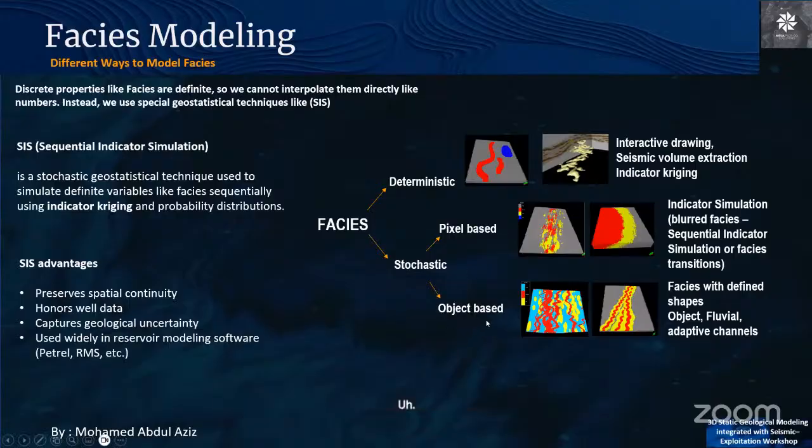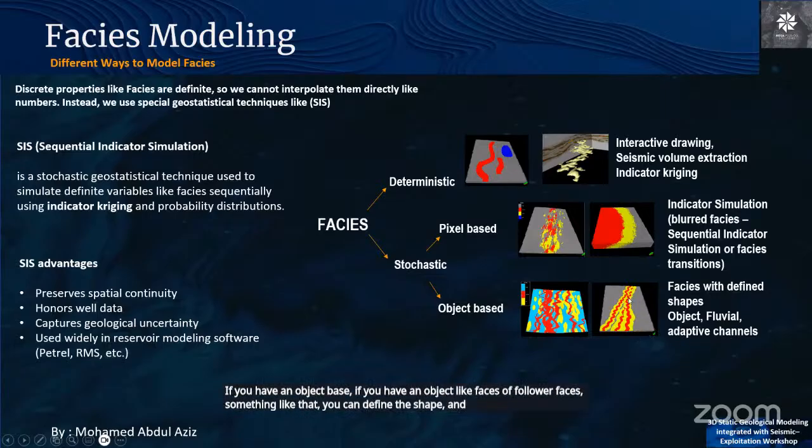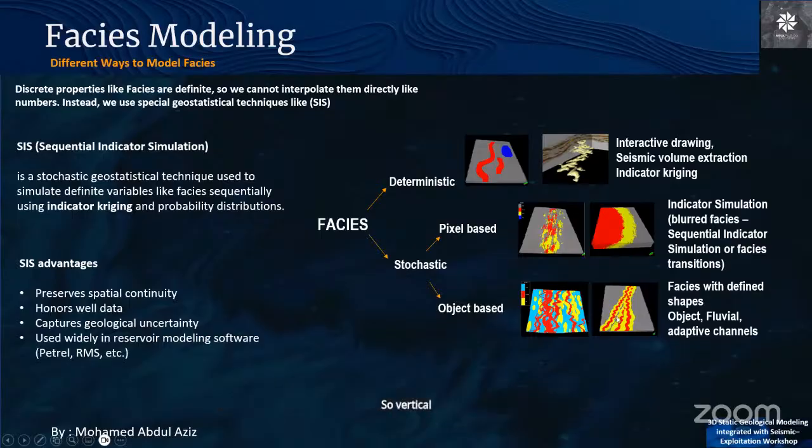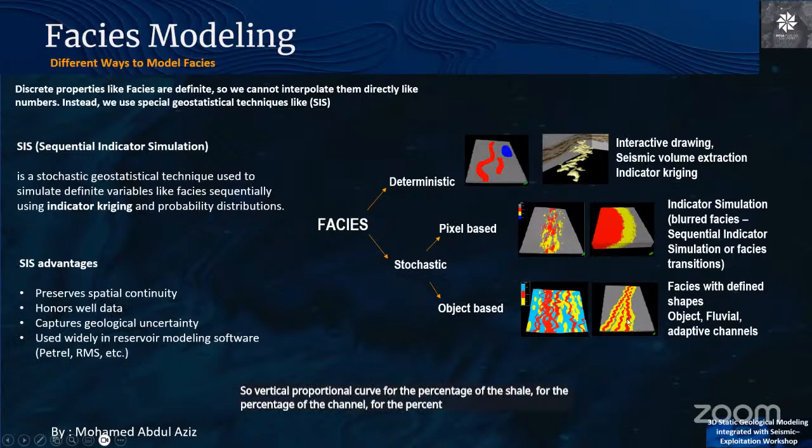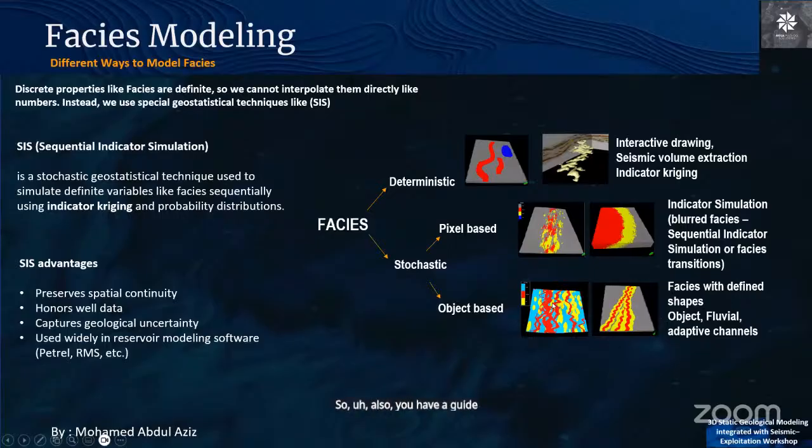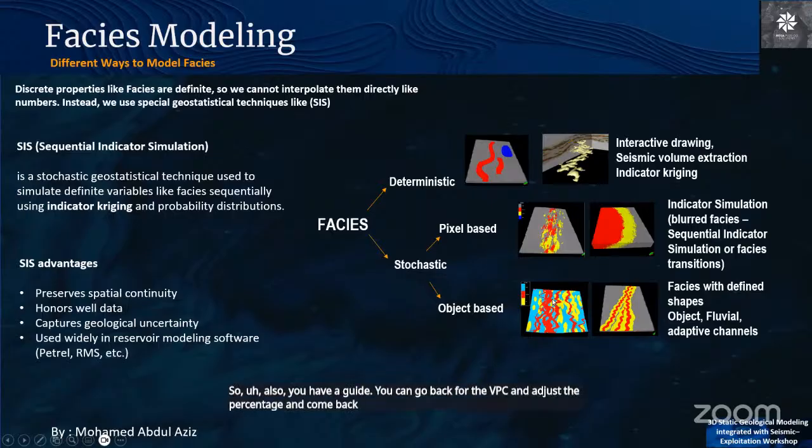If you have an object base, if you have an object like a fluvial facies, something like that, you can define the shape and then the distribution of the facies. It depends on your VPC, the vertical proportion curve, for the percentage of the shale, the percentage of the channel, the sand, I mean, it will be capturing all the channels, okay? So also you have a guide. You can go back to the VPC and adjust the percentage and come back here for the distribution.